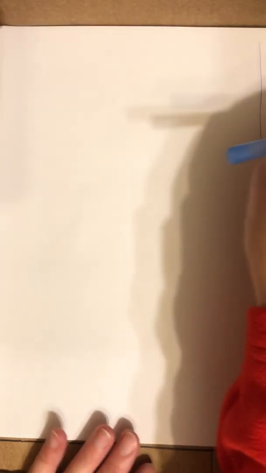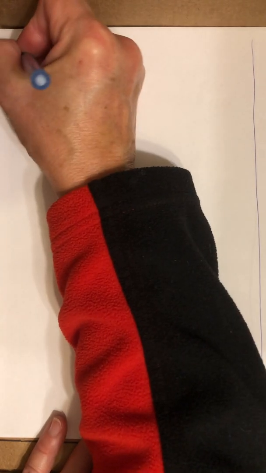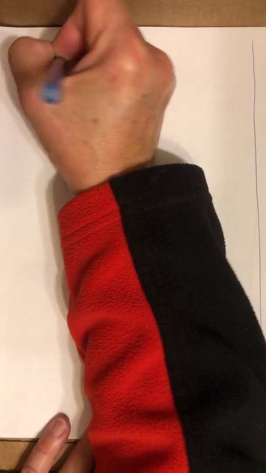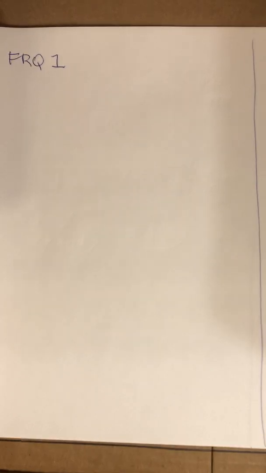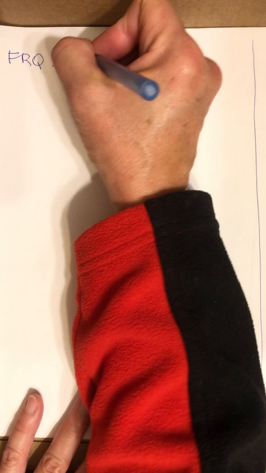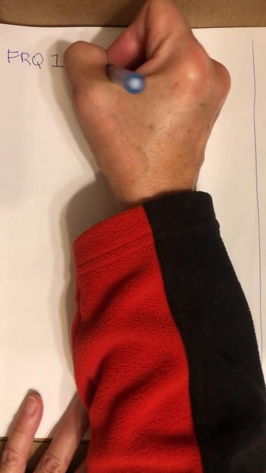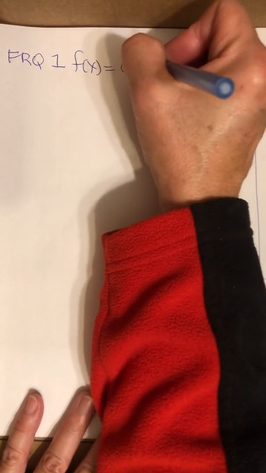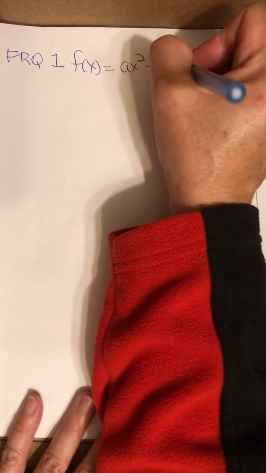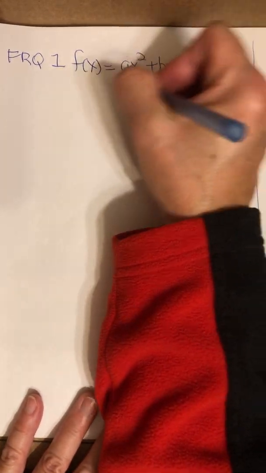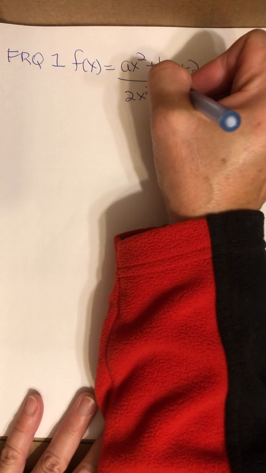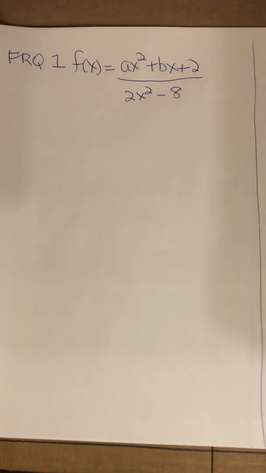Let's look at response question number 1. There's a few parts to it. Let's take a look. You are looking at it with me, so I don't have to rewrite everything. It says that they are giving the function ax squared plus bx plus 2. By the way, this is definitely a problem like would be on the AP exam.